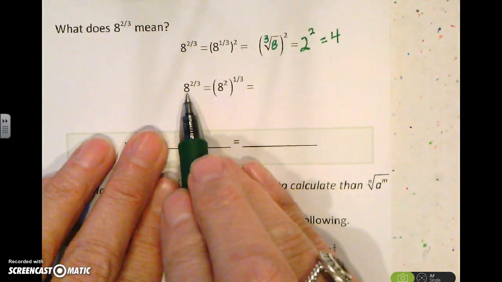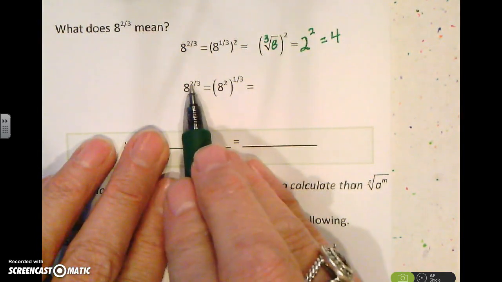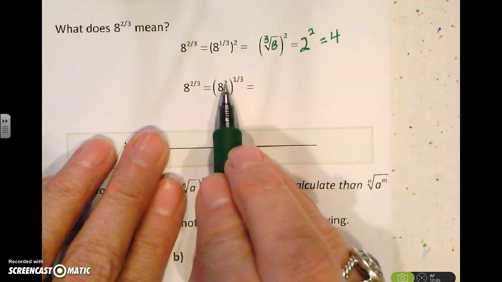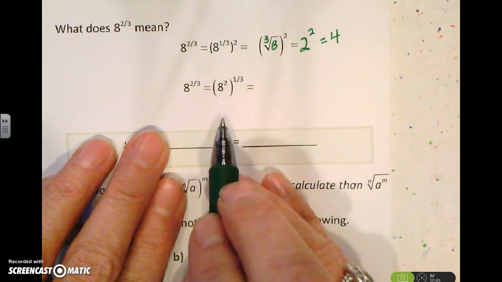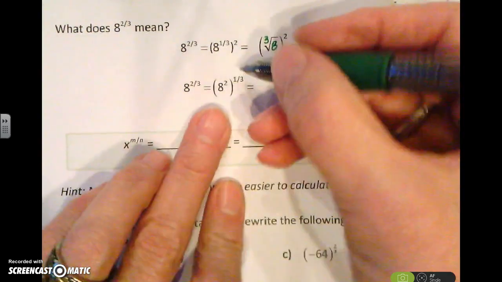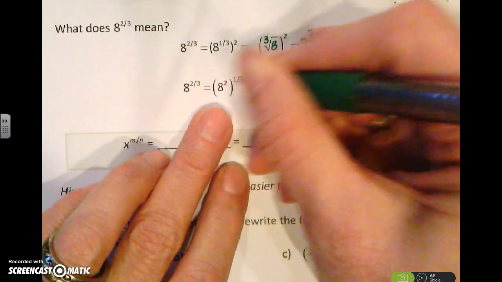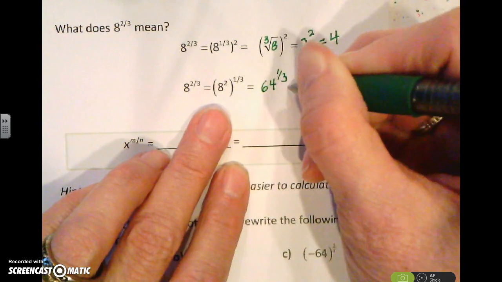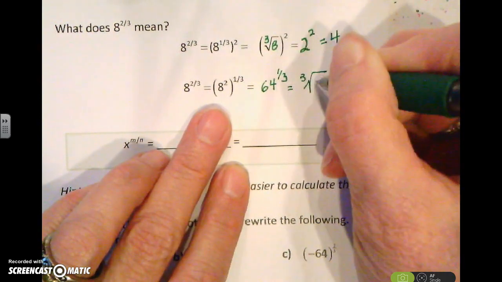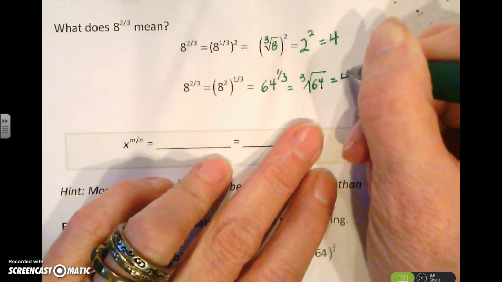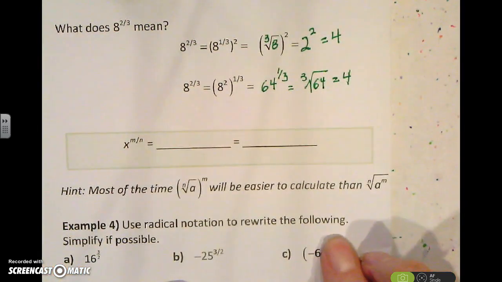It works the same going the other direction. So say we said 8 to the 2/3 was actually 8 squared. So put your 2 on the inside and then parentheses raised to the 1/3. A power to a power multiplies to be that. So then if I did my parentheses 8 squared, I get 64 to the 1/3. That would mean the cube root of 64, and the cube root of 64 is 4. So you can see either way we go about it, we got the same answer.